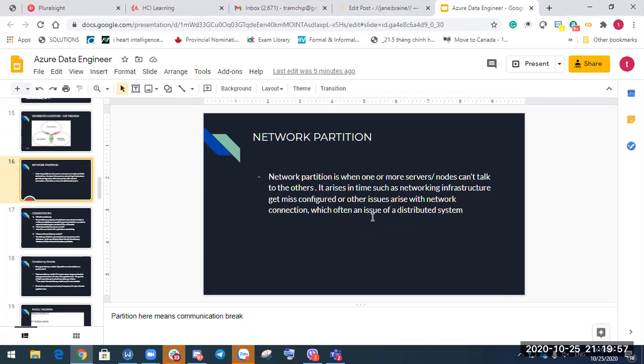Basically I want to mention that a network partition is when one or more servers or nodes cannot talk to one another. It can arise from issues with network infrastructure, like your port is misconfigured, or your adapter breaks, or any other issues. In Vietnam we often have issues like a shark eating the cable, right? In situations like this, a network partition will arise. Remember this, because in the next slide we will have another partition which is related to data, and it's a good kind of partition.